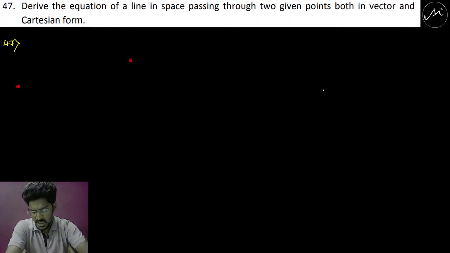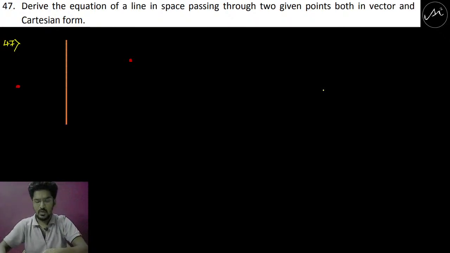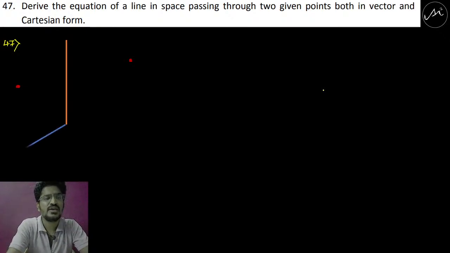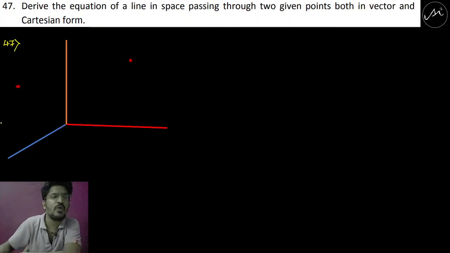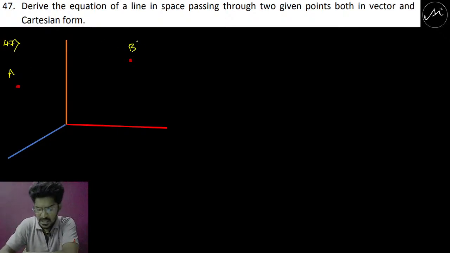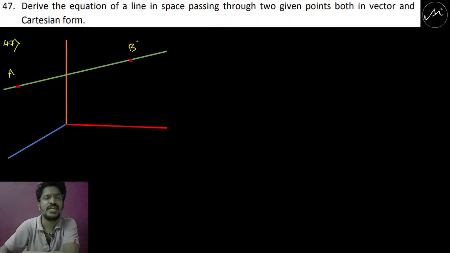So you just see here, I will first take the y-axis, z-axis and x-axis. Now I have 2 points, point A and point B, in space, and here you can see the line is passing through the points A and B. Now I have to find the equation of the line passing through the 2 points A and B.